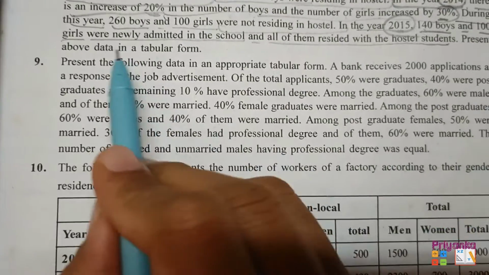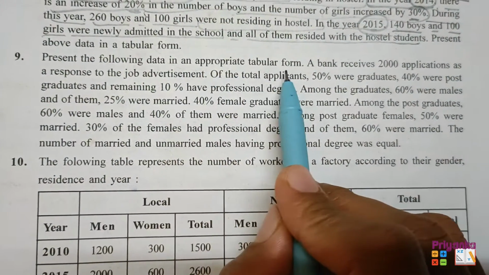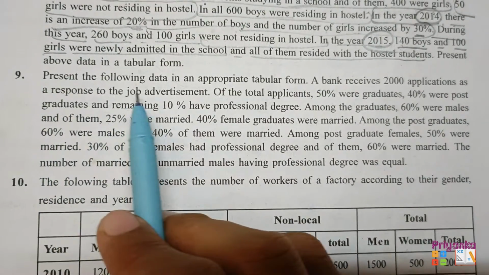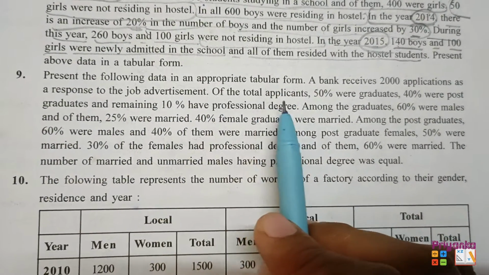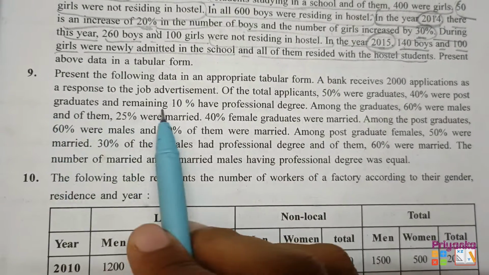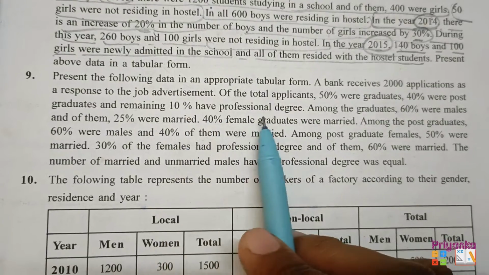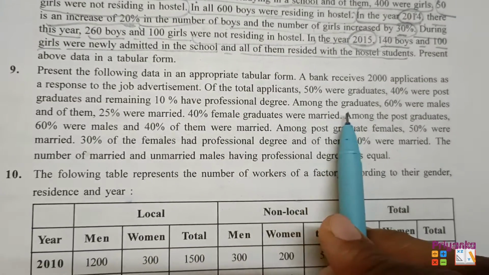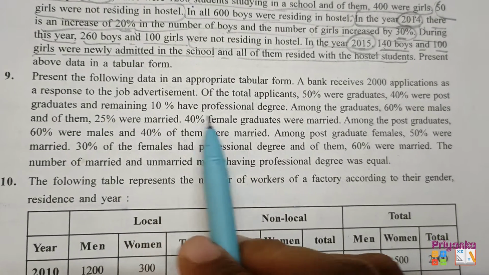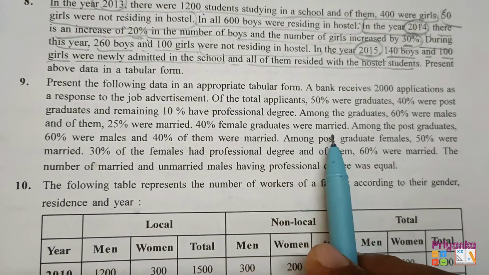Question number 9. Present the following data in appropriate tabular form. A bank received 200 applicants as a response to a job advertisement. Of the total applicants, 50% were graduate, 40% were postgraduate, and the remaining 10% were professional degree. Among the graduates, 60% were male, and of them 25% were married, 40% of female graduates were married.